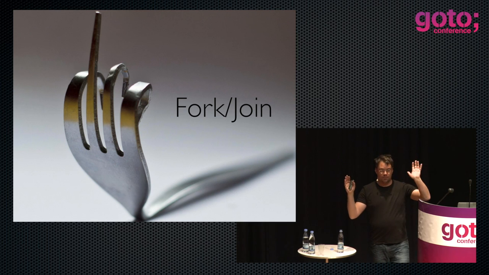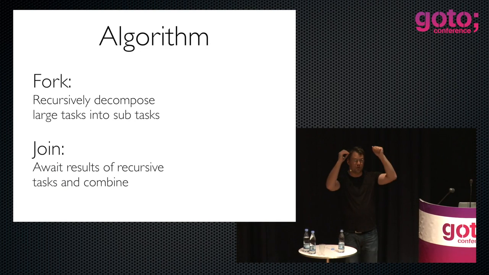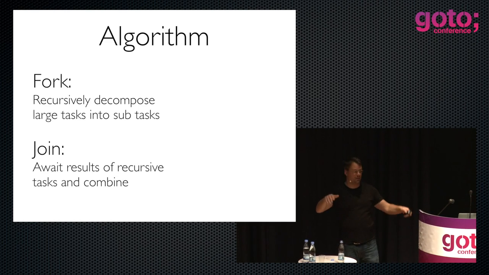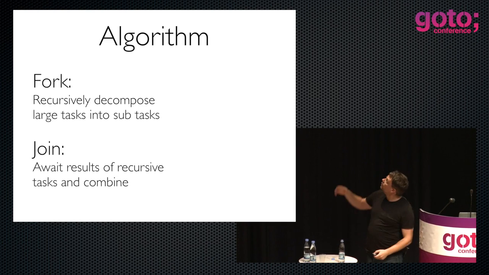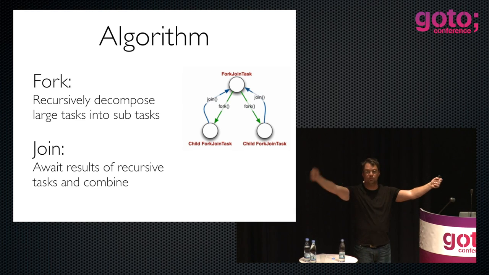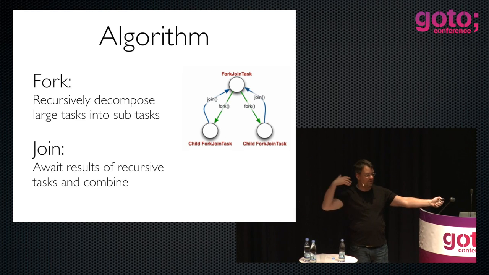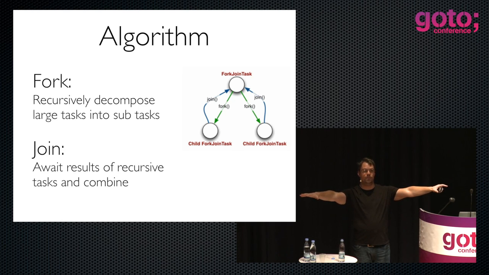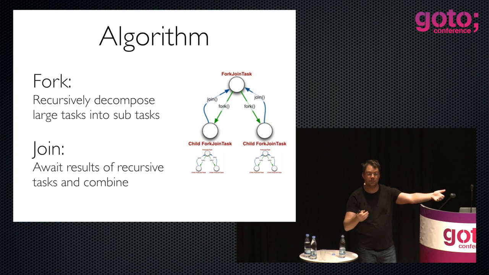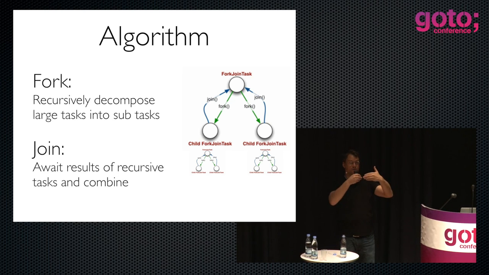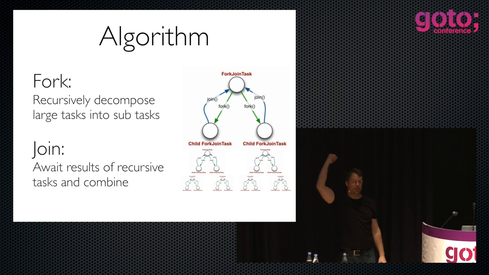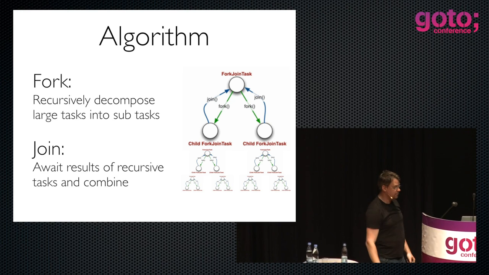So the algorithm is pretty simple. You have fork and you have join. Fork means that you recursively fork off things, like you see here. You have a task that forks off one other task here and one other task there, and that happens all recursively down like a tree. Then it awaits the computation, and when the computation is done, it joins back to its parents, trickling all the way up until you get the final result. It's great for divide and conquer style algorithms.